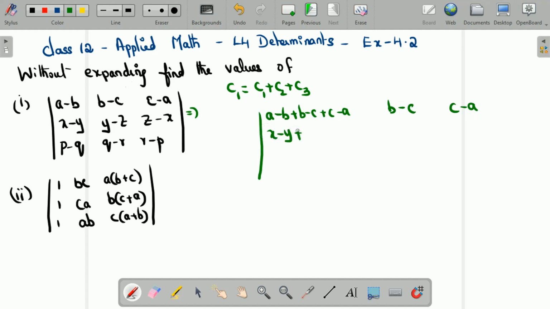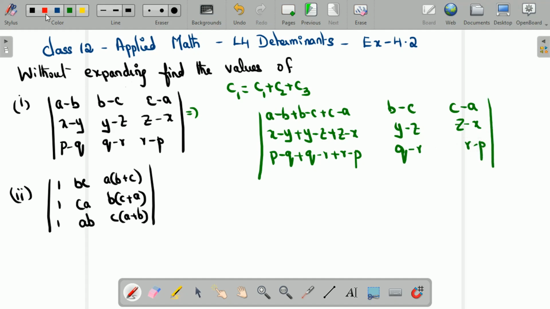Similarly, X minus Y plus Y minus Z plus Z minus X. You have your Y minus Z here and your Z minus X untouched. Similarly, for the last column, P minus Q plus Q minus R plus R minus P. In this case, Q minus R is retained and R minus P.